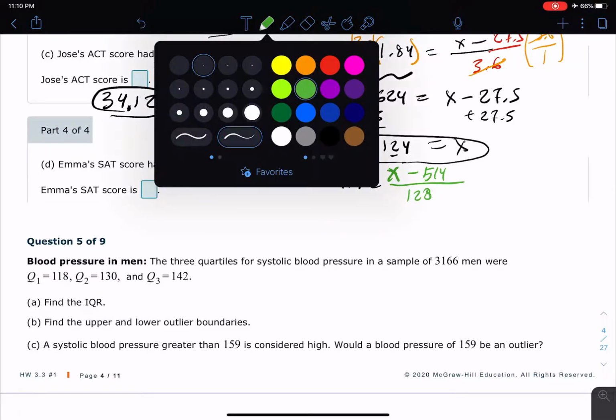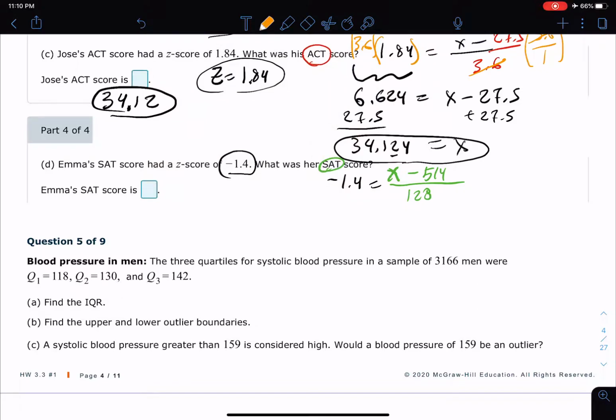Anyways, now here's our equation here. And we want to solve for x, and I really want to get rid of that division by 128. So once again, multiply by 128 on both sides, and that does a nice job of reducing. But of course, I have to multiply both sides by 128.